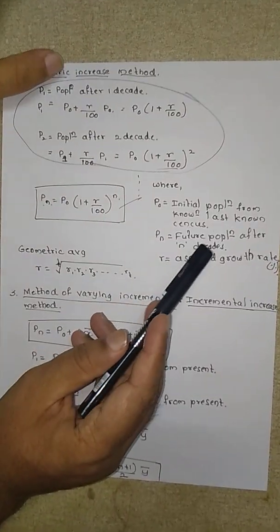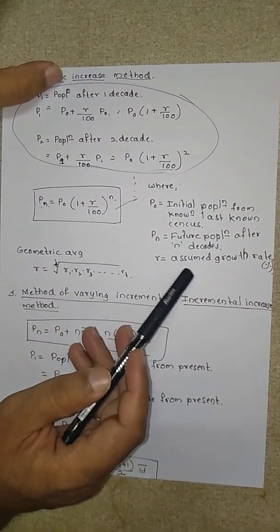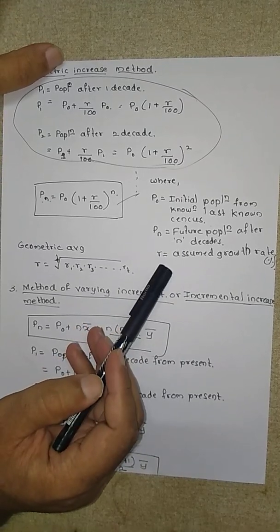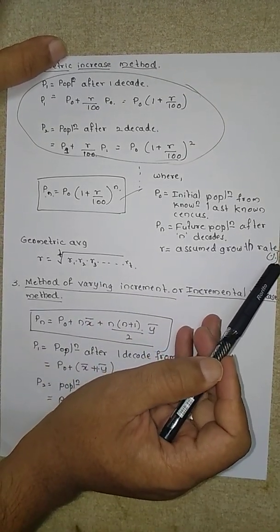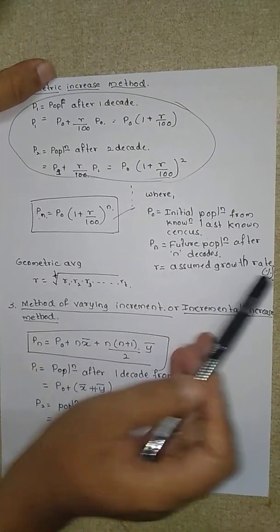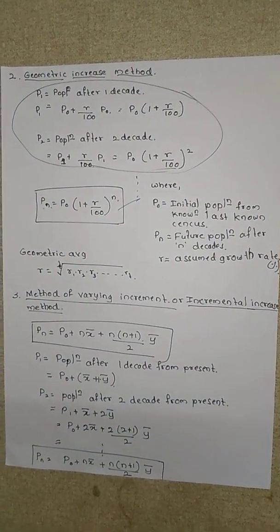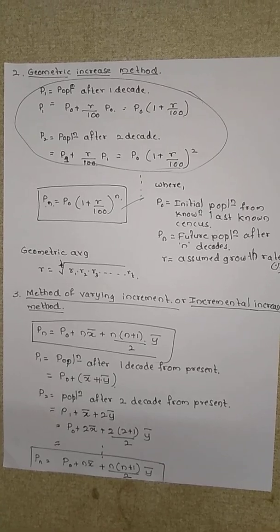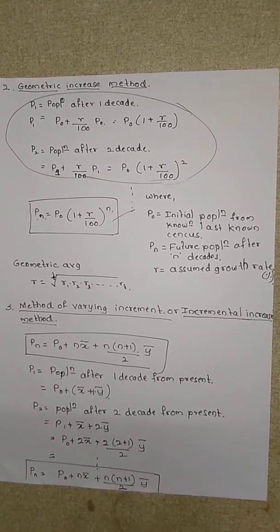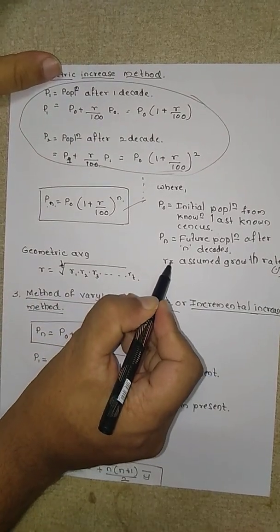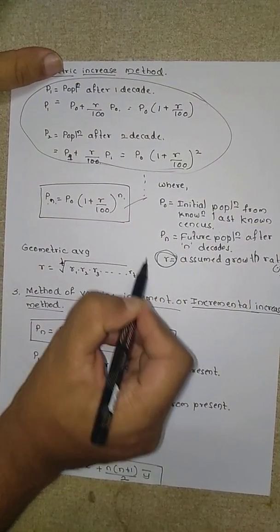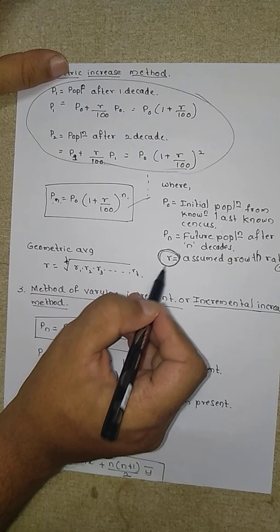Pn is nothing but the forecasted population after n decades, and R is the assumed growth rate percentage. Now here in this problem, we will first find out the increase in population and then the percentage increase in population for each decade. So the part of R will be more important in this particular case.